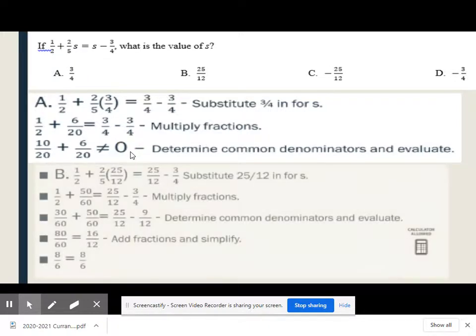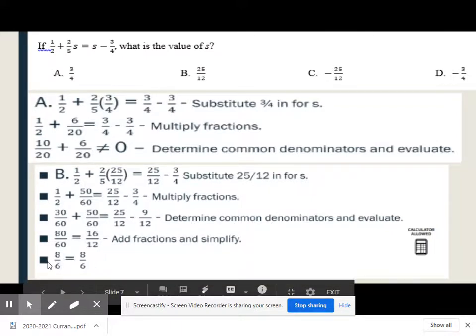So A is out. Now, when we take a look at B and we substitute in the answer 25 over 12, twice, where both s's are in the equation, and you multiply your fractions, determine your common denominators, and evaluate, we got lucky because we noticed that one side of the equation does in fact match the other side, so this value is our answer. We don't even need to go further at this point.